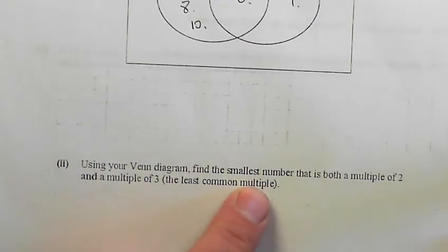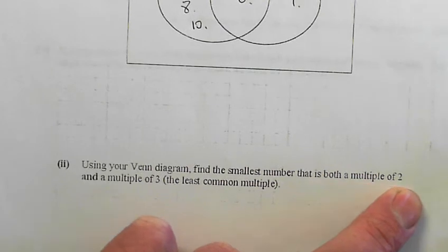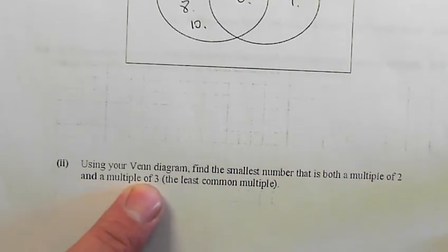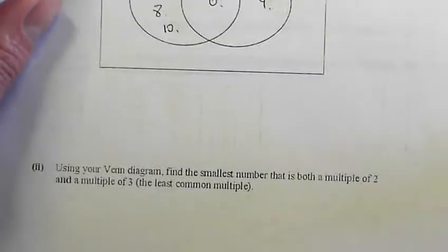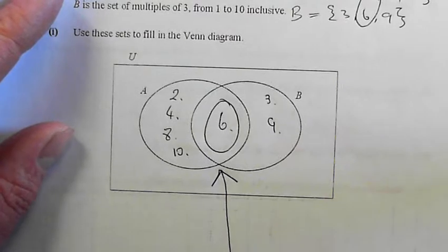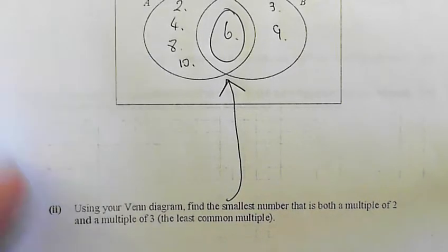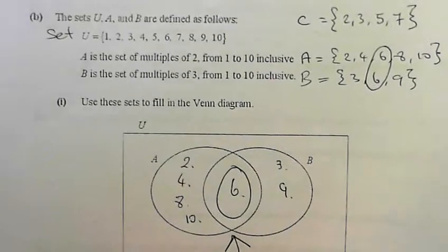Using your Venn diagram, find the smallest number that is both a multiple of 2 and a multiple of 3. 6. Six is the answer, isn't it? Yeah. Next page.